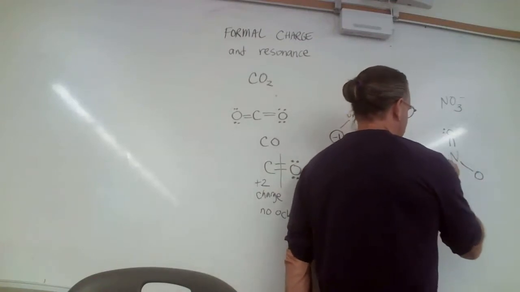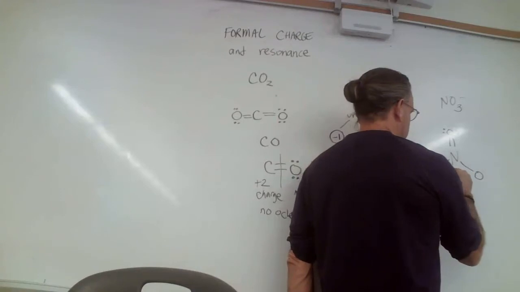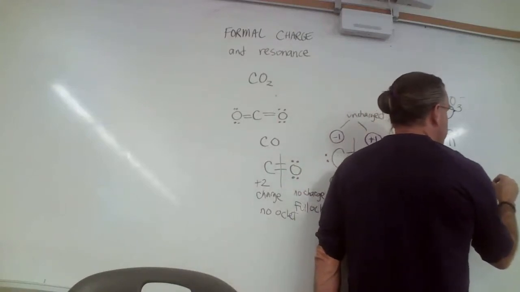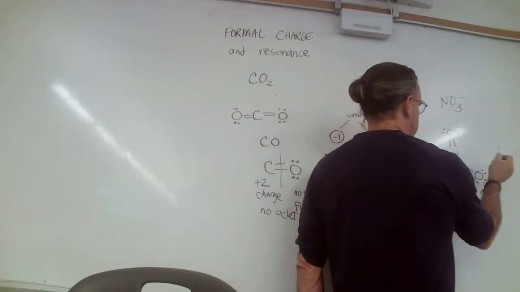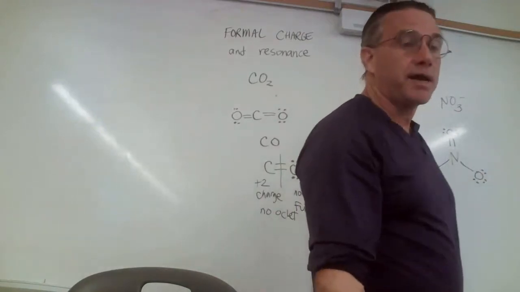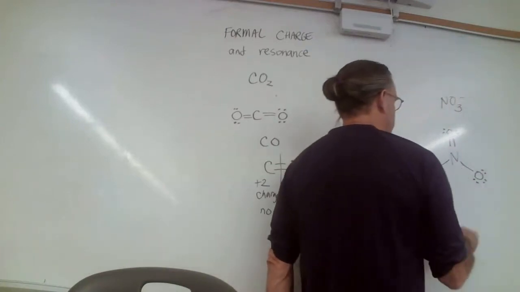But these 2, I need a full octet, so I only have 2. I got to add a whopping 6 electrons to each. But at least I have a full octet, right? 2, 4, 6, 8, 2, 4, 6, 8. And check out nitrogen. It's already got a full octet. If this thing comes out to be -1, I should be good.